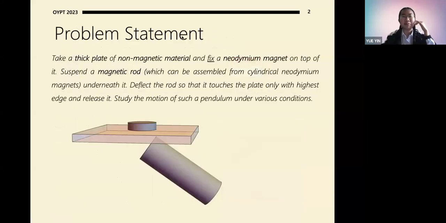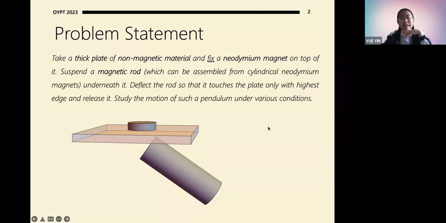And this is the problem statement. Since we've got a bit more time, I'm just going to read through it. They ask you to take a thick plate of non-magnetic material and fix a neodymium magnet on top of it. Then you suspend a magnetic rod, which they tell you that you can assemble from cylindrical neodymium magnets underneath it. And then you deflect it and release it.